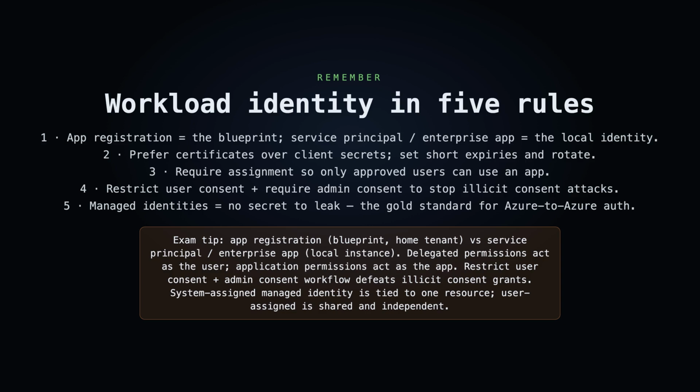Then defend against illicit consent attacks by restricting user consent and routing risky permissions through admin consent. That single setting blocks a whole class of phishing. And above all, when an Azure resource needs to authenticate to another, use a managed identity. There's simply no secret to leak, because the platform handles it. Secure the identities that aren't people.